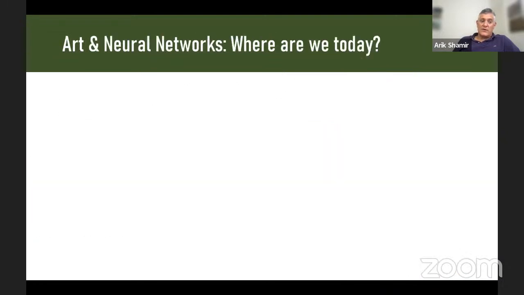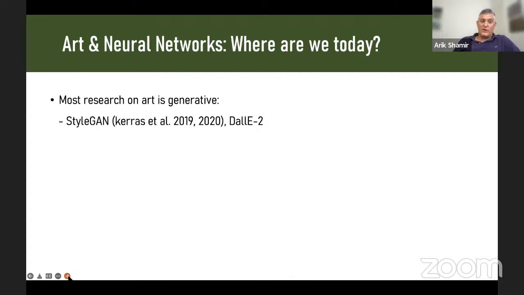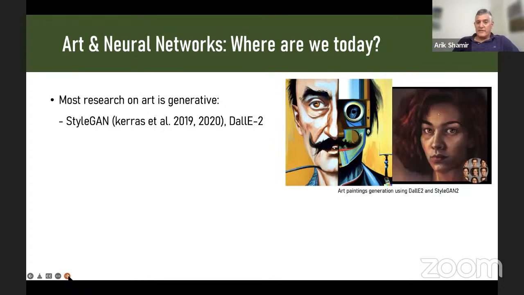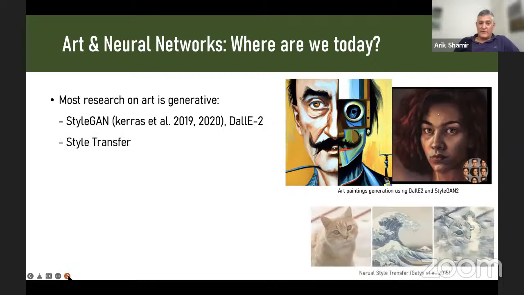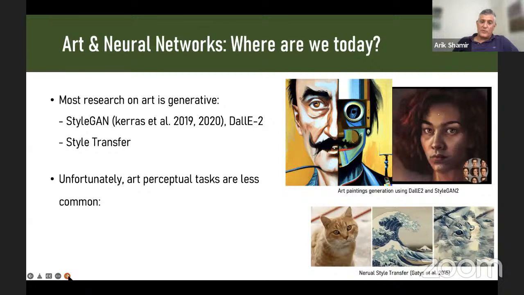Of course, there are many works today that use neural networks for art, and most of them are generative. All of you have probably heard about StyleGAN and DALL-E that create amazing pictures and photographs. There is also a lot of work on style transfer, where you can take a photograph and convert it to a specific style based on some images. But unfortunately, for perceptual tasks like segmentation or detection, there's no real work up till today. So we were trying to tackle exactly this problem of segmenting artistic images.